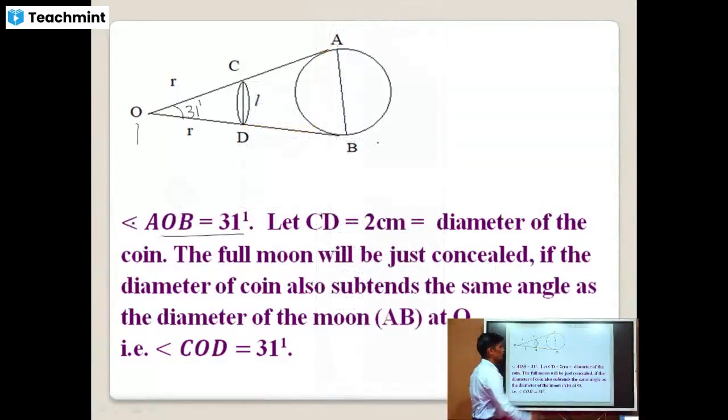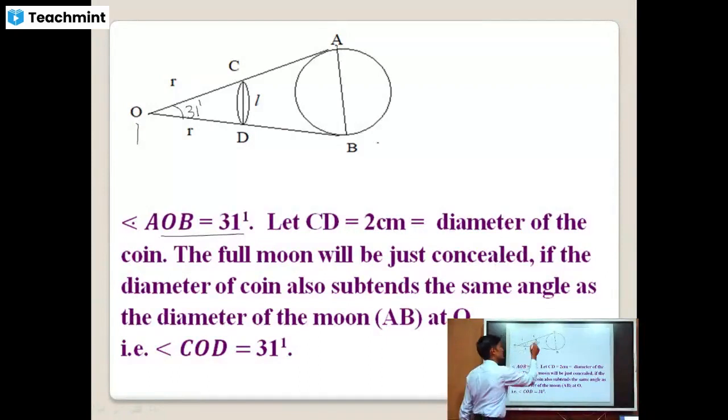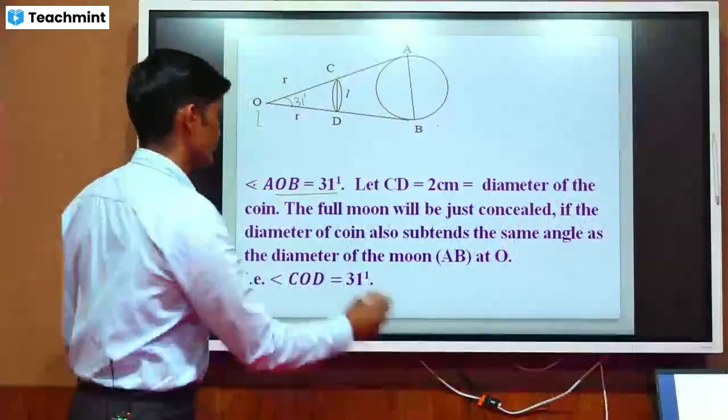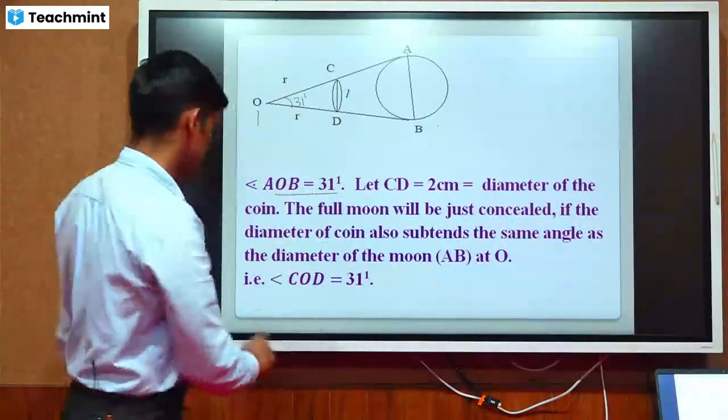The full moon will be just concealed if the diameter of the coin also subtends the same angle as the diameter of the moon. When the angle subtended at O by the diameter of the moon AB and the angle subtended by the coin are the same, the moon will be concealed. Therefore angle COD is also 31 minutes.